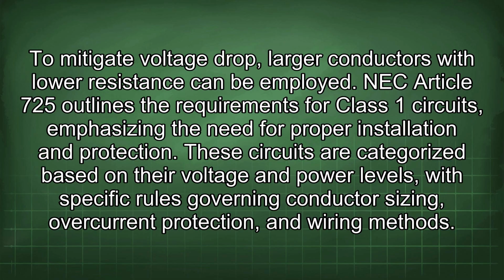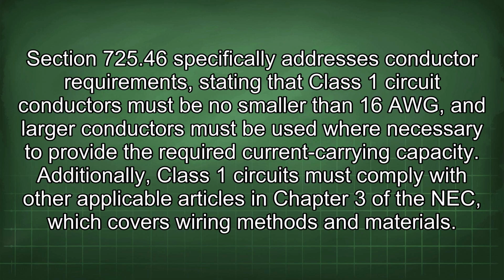NEC Article 725 outlines the requirements for Class 1 circuits, emphasizing the need for proper installation and protection. These circuits are categorized based on their voltage and power levels, with specific rules governing conductor sizing, overcurrent protection, and wiring methods. Section 725.46 specifically addresses conductor requirements, stating that Class 1 circuit conductors must be no smaller than 16 AWG, and larger conductors must be used where necessary to provide the required current carrying capacity.